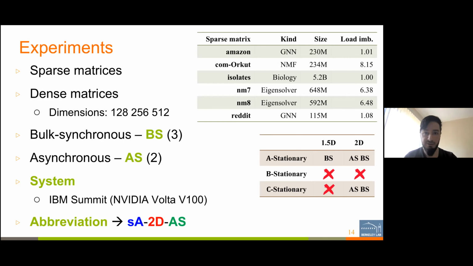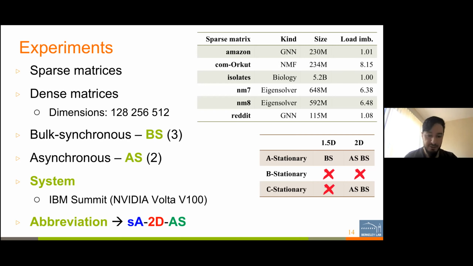Each node in this system has 2 sockets, equipped with 2 POWER9 CPUs and 6 NVIDIA Volta GPUs. Each GPU has 16 GB of memory, and finally we use 6 processes per node, 1 for each GPU. Here the CPUs are not utilized for computation, and in the bulk-synchronous algorithms they are only responsible for orchestrating communication.